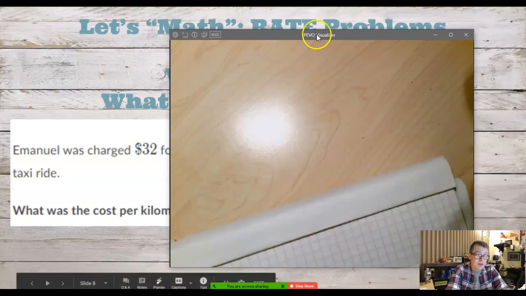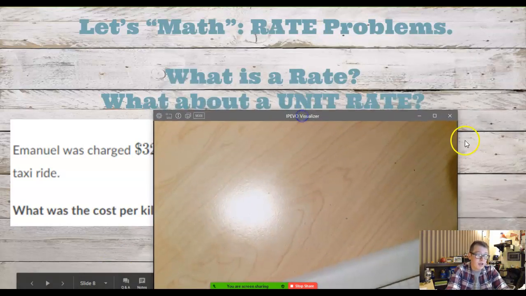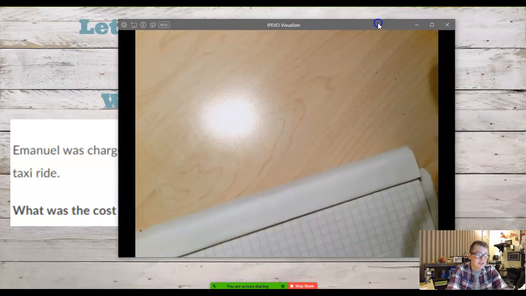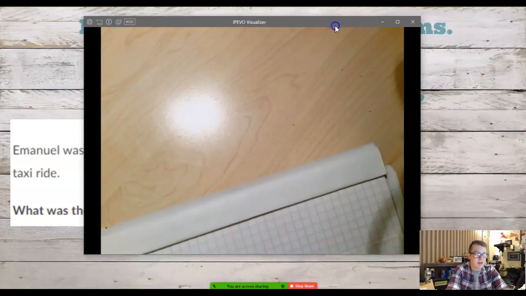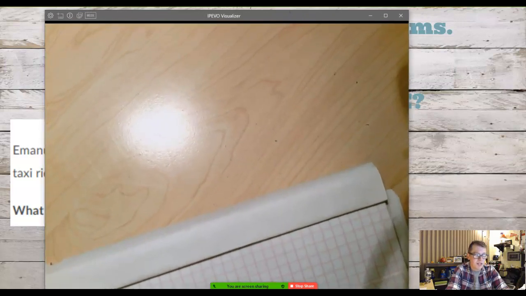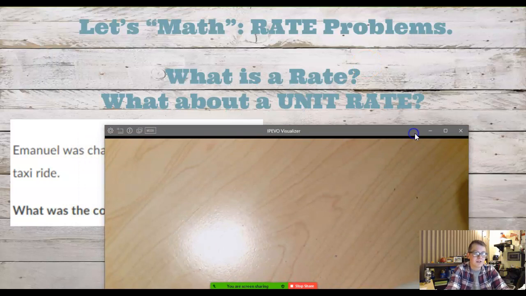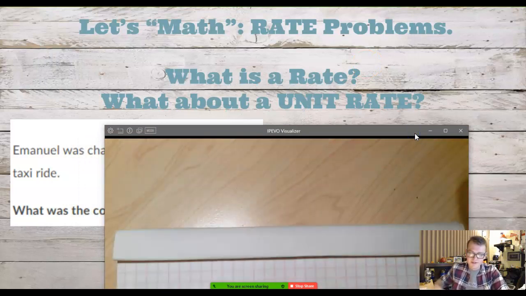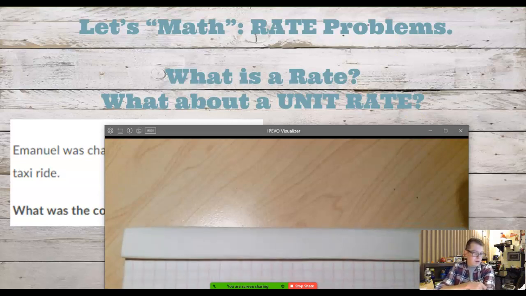Because when we talk about how fast the car is going, how do we say that? So Aiden, if you were going to talk about how fast a car is going, how would you talk about that? What label would you use? You'd say, oh, that car is going 25 miles per hour. Yeah, miles per hour.